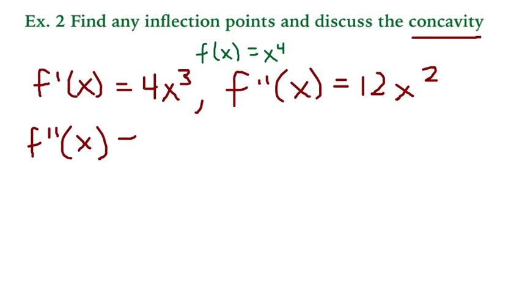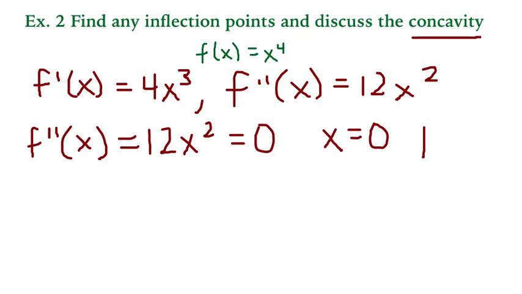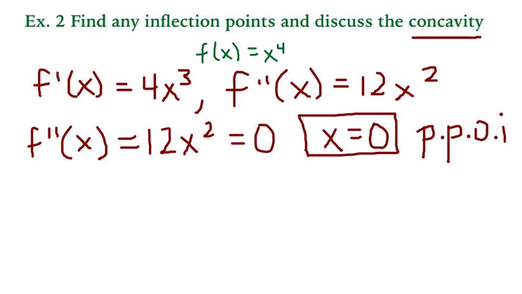So I'm going to take 12x squared and set that equal to 0. In this case, yet again, kind of boring, x is 0 is a possible point of inflection. So a PPOI, possible point of inflection. Not sure yet. Might be, might not be. So that is the point that I'm going to use to break up my interval when I set up my chart. So my chart should be from negative infinity to 0, and then from 0 to infinity.